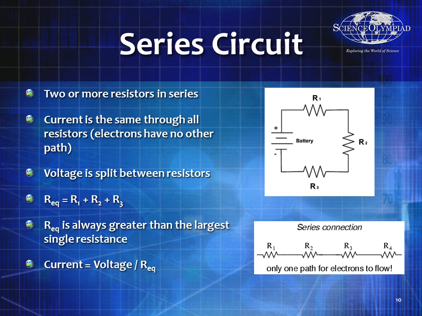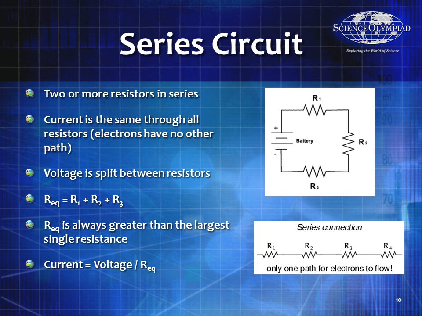So in this case, it's R1 plus R2 plus R3 that would be our R equivalent. In this particular case, it would be equal to R1 plus R2 plus R3 plus R4. Remember, there's only one path for the electrons and the holes to flow through.